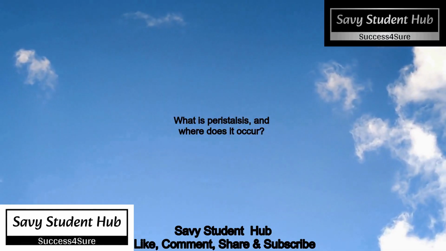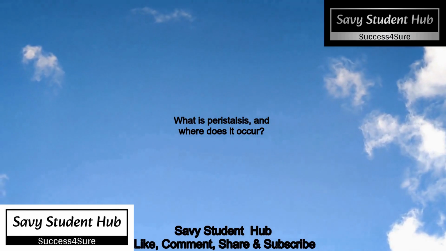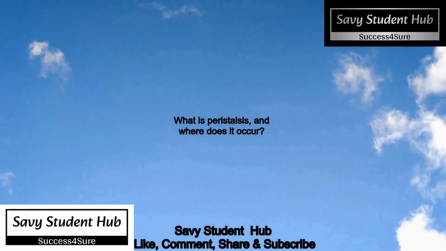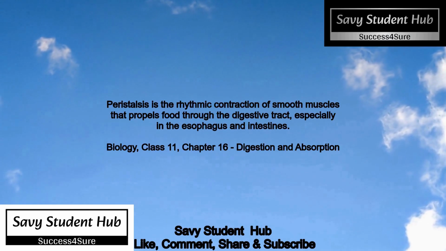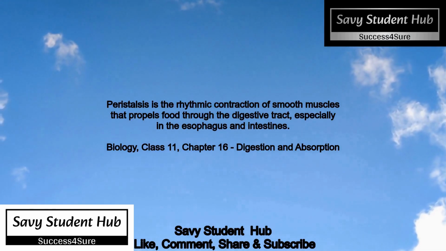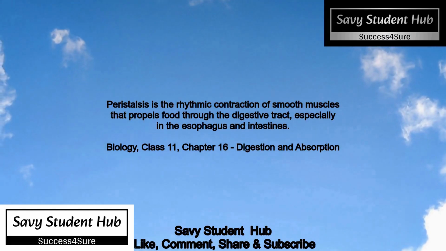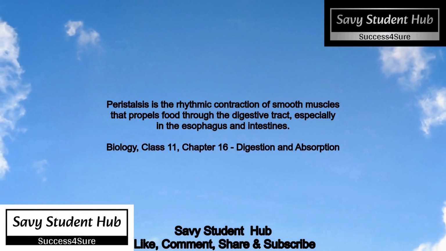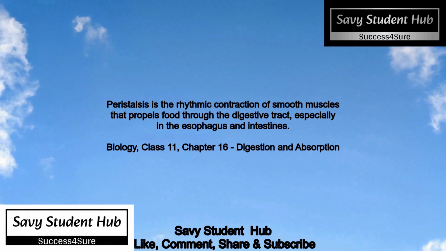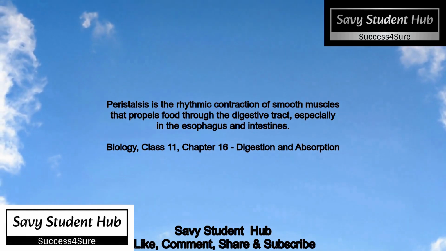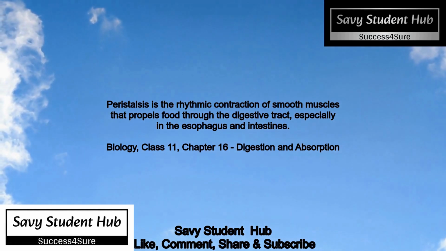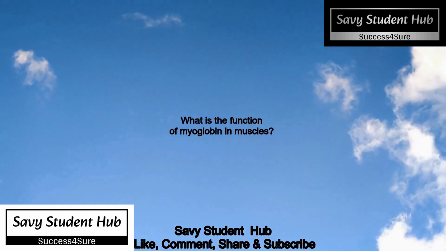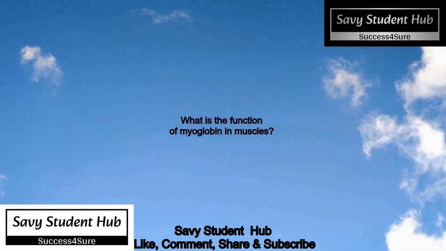What is peristalsis, and where does it occur? Peristalsis is the rhythmic contraction of smooth muscles that propels food through the digestive tract, especially in the esophagus and intestines.